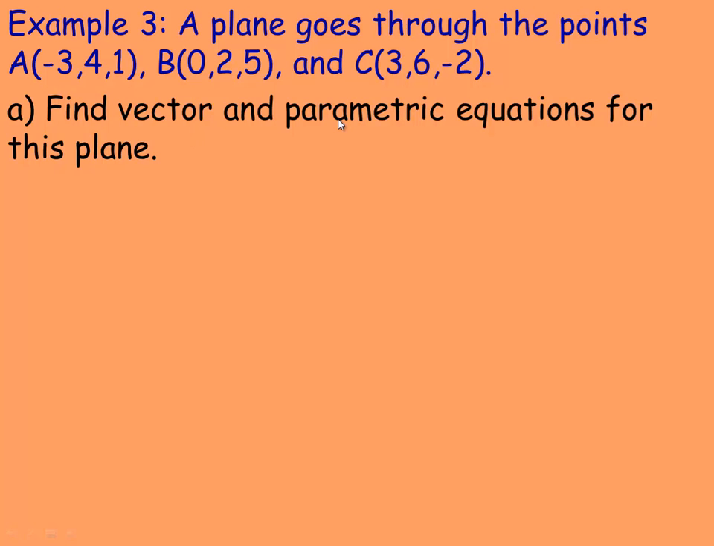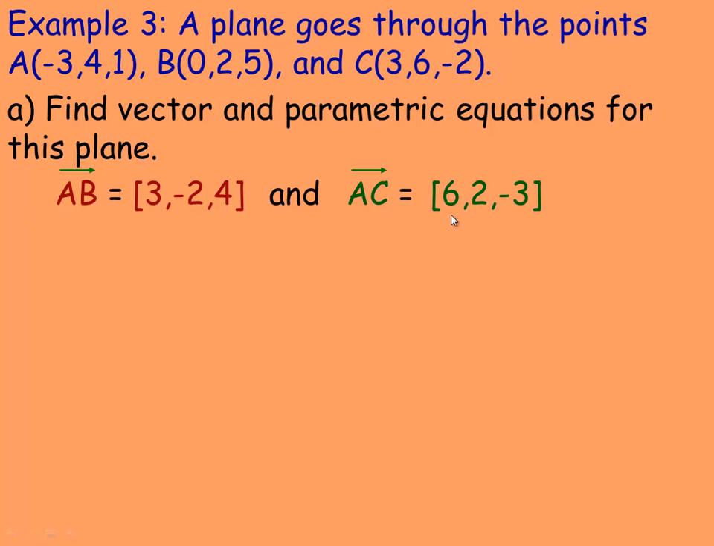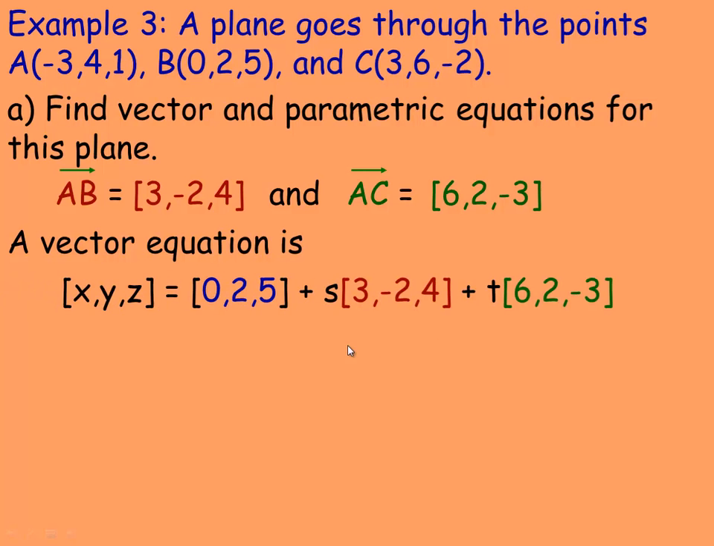So to find vector and parametric, you need two vectors in the plane. So if we could, for example, find the vector AB. Remember, it goes 0 minus negative 3 is 3, 2 minus 4 is negative 2, and 5 minus 1 is 4. So that's AB. So let's also find AC. Subtracting the coordinates, we get AC to be the vector 6, 2, negative 3. Now, I could have done BC instead of one of these. It really wouldn't matter.